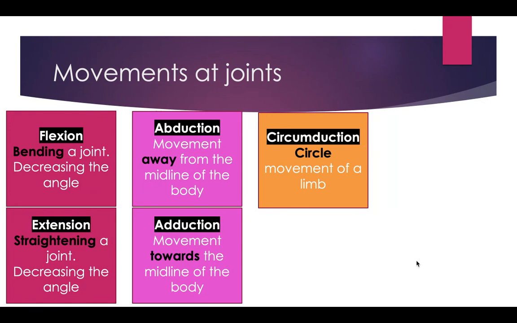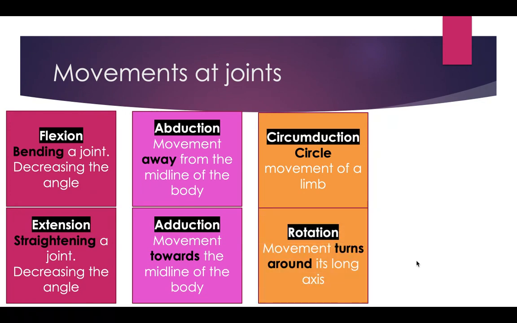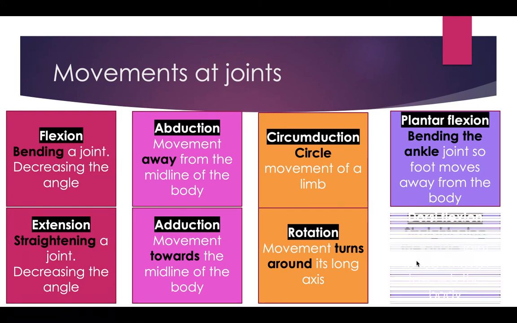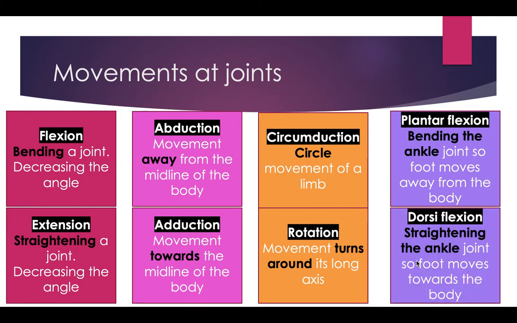Something called circumduction, which is a circle movement of a limb. We have rotation, where the movement turns around its long axis. Plantar flexion, bending the ankle joint so the foot moves away from the body. And dorsiflexion, straightening the ankle joint so the foot moves towards the body. So an example of that, if you think about dance, we've got good toes, pointing your toes, and naughty toes, pulling your toes back up. Make sure you've written them all down.